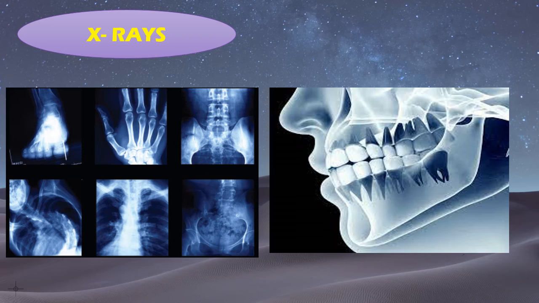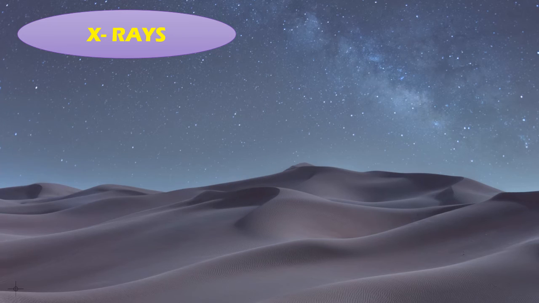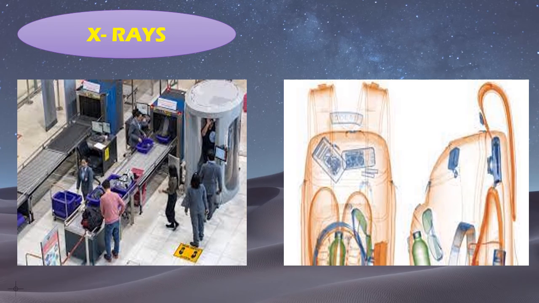These are X-rays with longer wavelengths. X-rays with shorter wavelengths are used by customs officers at airports to inspect the content of the luggage.